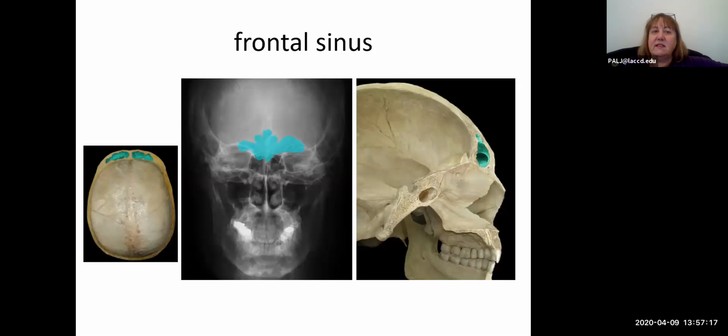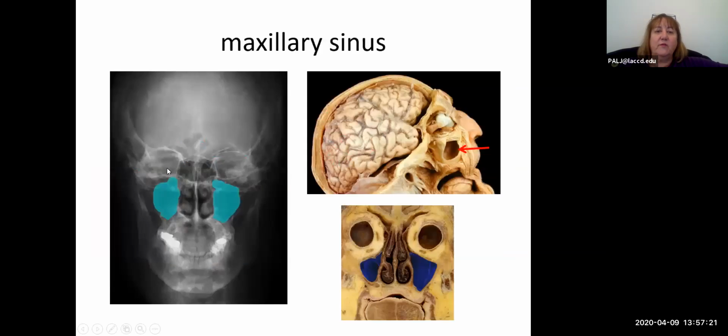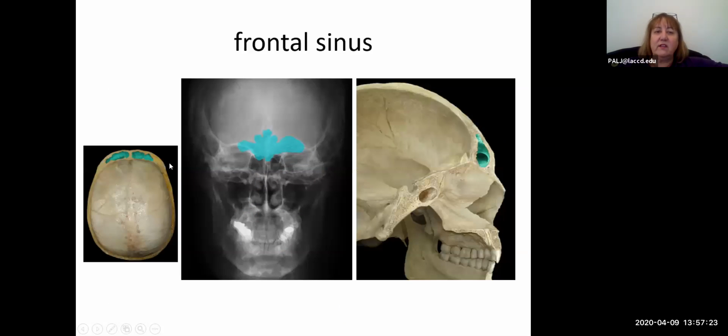The first sinus is located in the frontal bone. And so if you are looking at a real skull cut in half, what you will notice, there's an air-filled space, and they can be quite large or they can be fairly small. And that explains why people often get sinus headaches in this area.